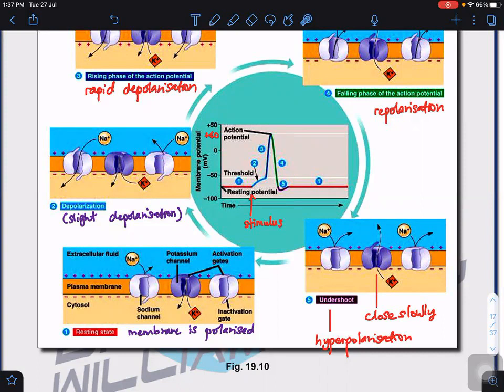Are you clear? Okay, so phase 1, resting potential. Phase 2, slight depolarization. Phase 3, rapid depolarization. Stage number 4, repolarization. Stage number 5, hyperpolarization. So with the stimulus, what will the stimulus do to this? The stimulus will actually cause an increase in this membrane potential.